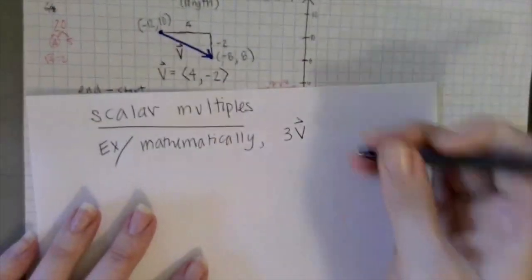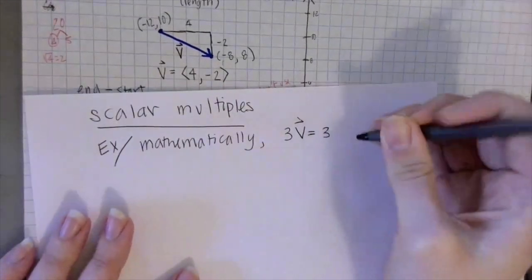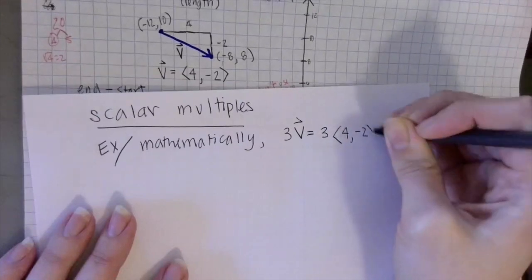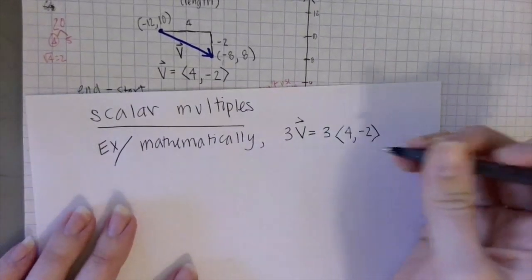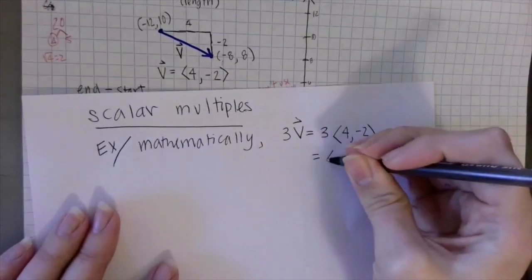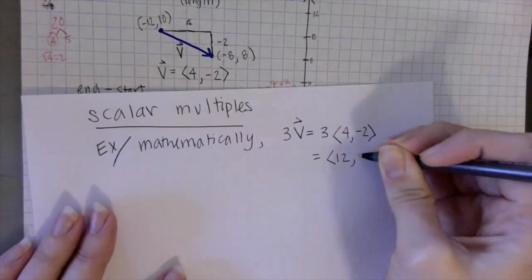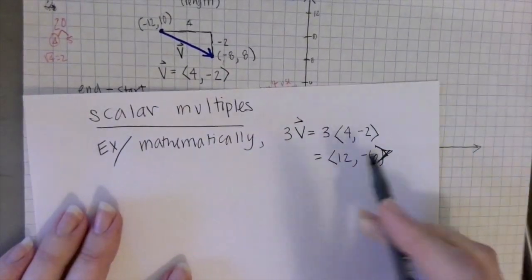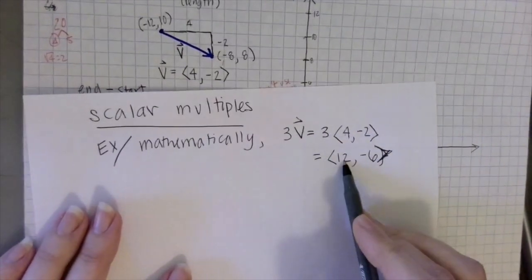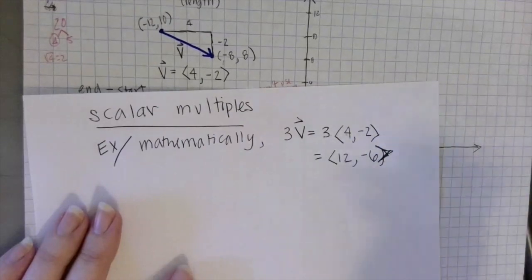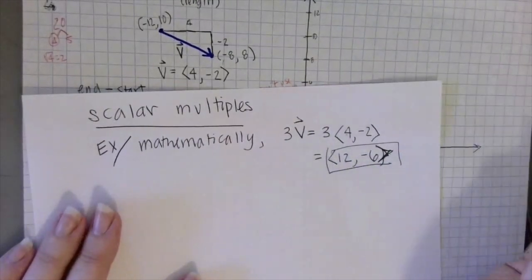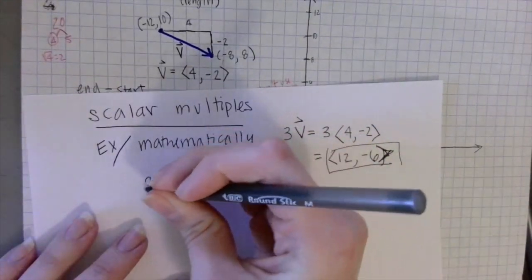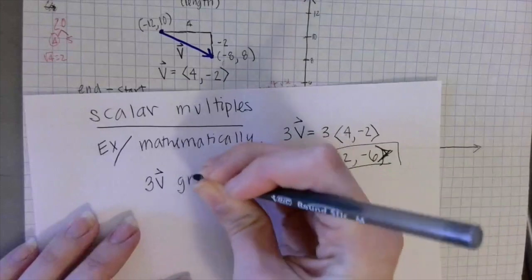So 3v. This is the same thing as 3 times <4, -2>, because that's vector v. And so as a result, I would get <12, -6>. All I did, whoops, should be pointed because it is a vector, was multiply 4 times 3, that's 12, and negative 2 times 3, that's negative 6, and this is my resultant. We can also find a scalar multiple graphically. So I want to find 3 vector v graphically.